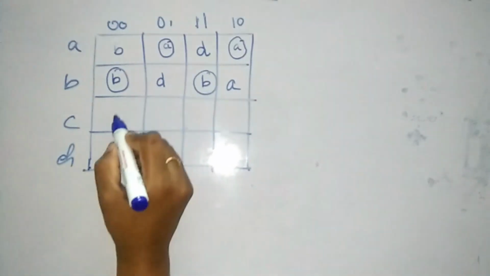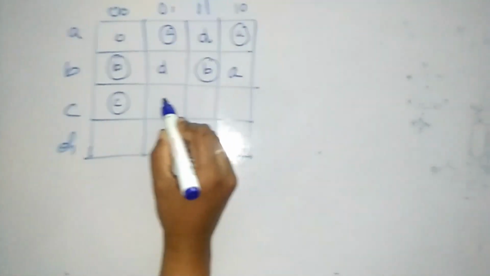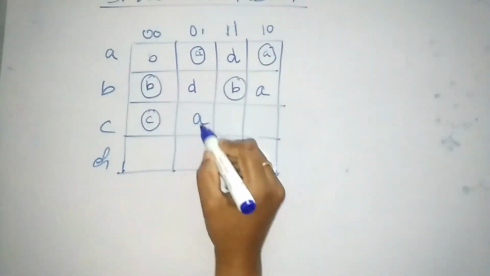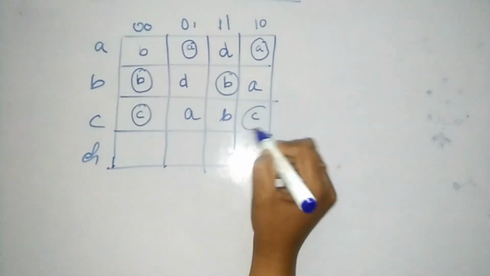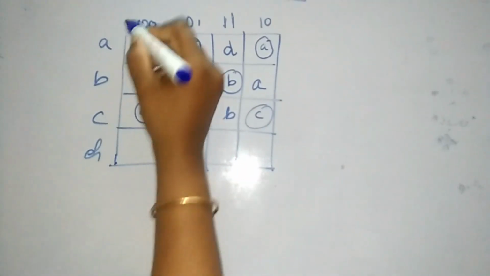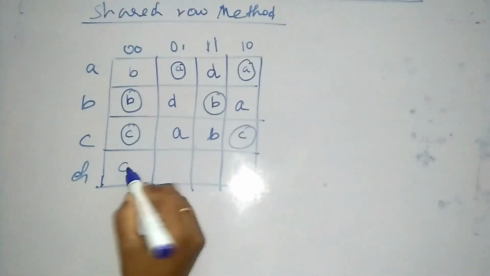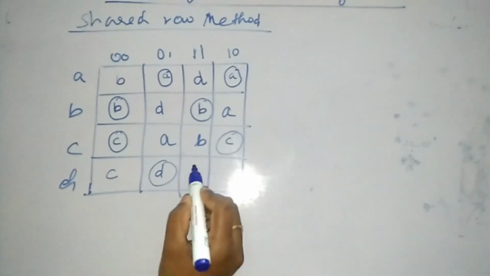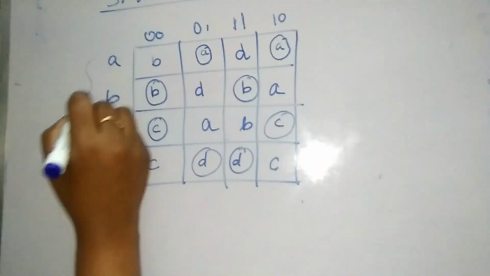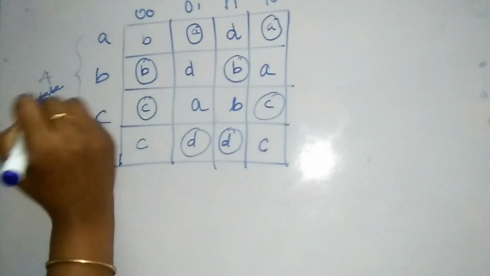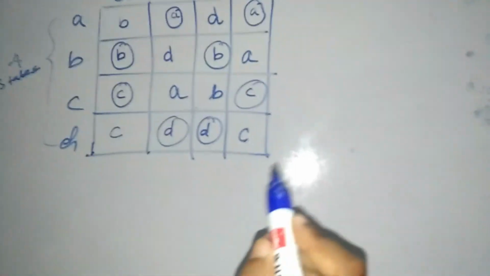Similarly for C, when the input is 0 0, it's going to the same state. When it is 0 1, it is going to A. 1 1, it is going to B, and 1 0, it is going to the same state. D state, when the input is 0 0, is going to C. Here it is going to the same state. Here again it's going to the same state, and let me write it as C when the input is 1 0. Okay, so these are our four states, right? So let us solve the shared row method.